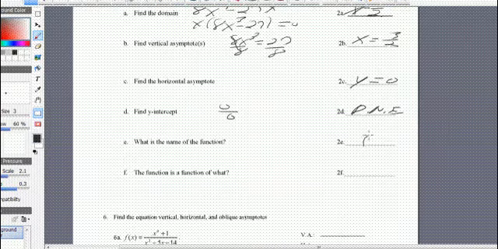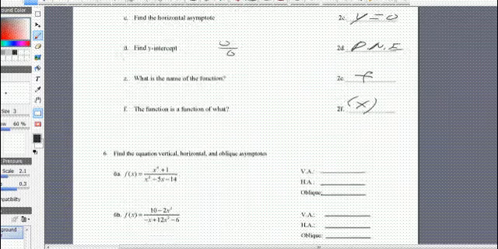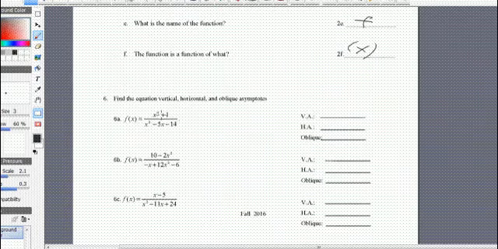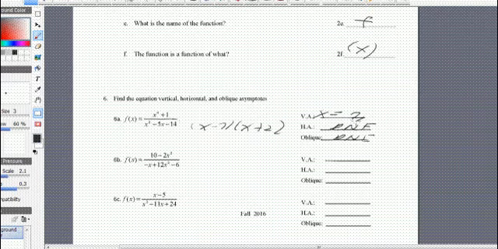What's the name of the function? F, function of what? X. Once again, look at the bottom. The degree on top is bigger than the bottom. Horizontal asymptote does not exist. Oblique does not exist because it's not one more. Vertical asymptote set equal to 0. If you factor, you're going to get x minus 7, x plus 2. So x equals 7, x equals minus 2. Done.